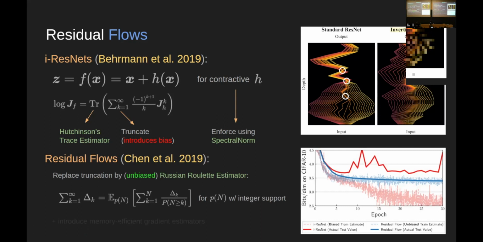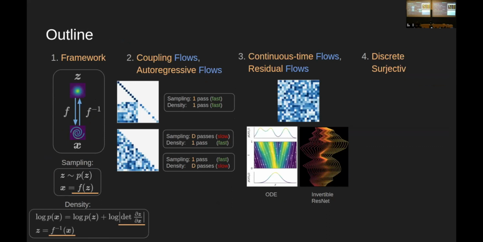So in addition to that, they introduced some other things. For example, memory efficient gradient estimators for this Jacobian determinant and so on. If you want to know more, please look in the paper. I won't go more into detail.